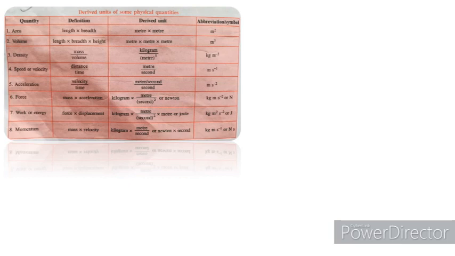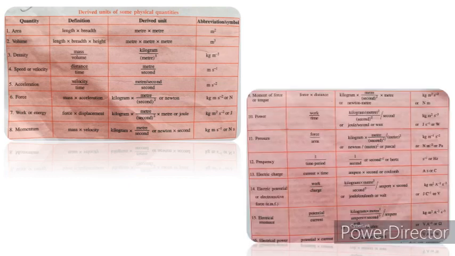So this part you have to see in your textbook. Carefully read it and try to study their abbreviations and symbols as well as the derived units. It is very important, as in your further classes you will need this. So you need to study thoroughly their abbreviations as well as their derived units.